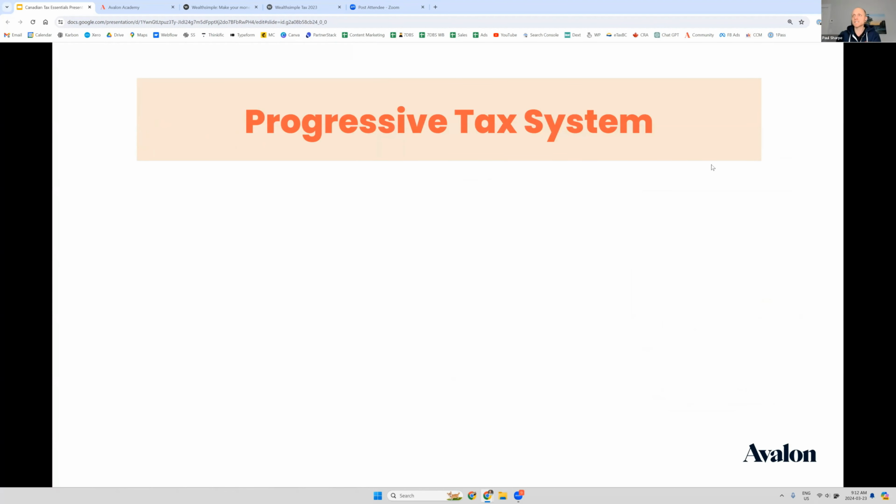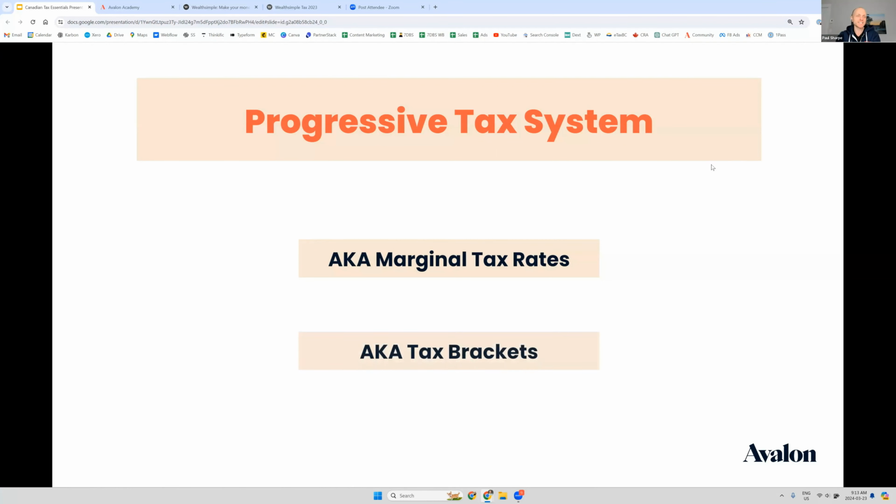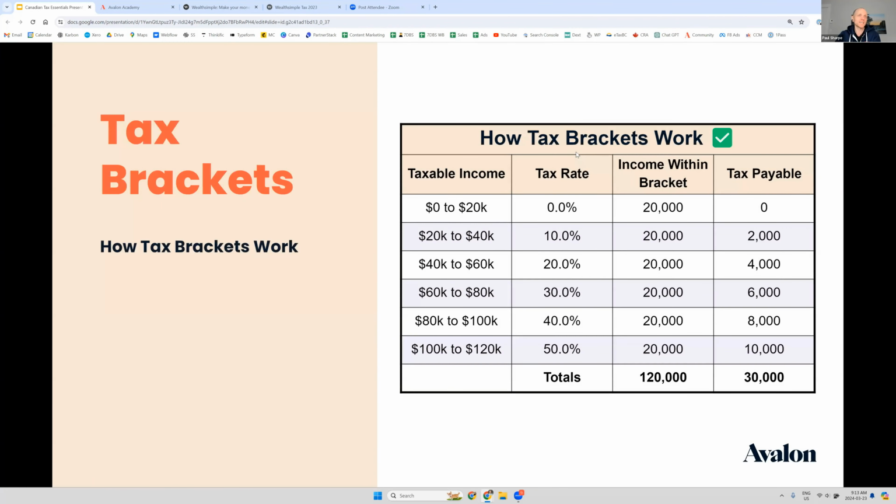And that kind of brings me to the next point: in Canada, we have a progressive tax system. You might have heard of it as marginal tax rate, or likely heard of it as tax brackets. I'll talk a little bit about how that works. So we'll get into the progressive tax system, aka tax brackets. This is a very fictional example, but it shows how tax brackets work. And there are federal tax brackets and provincial or territorial tax brackets.